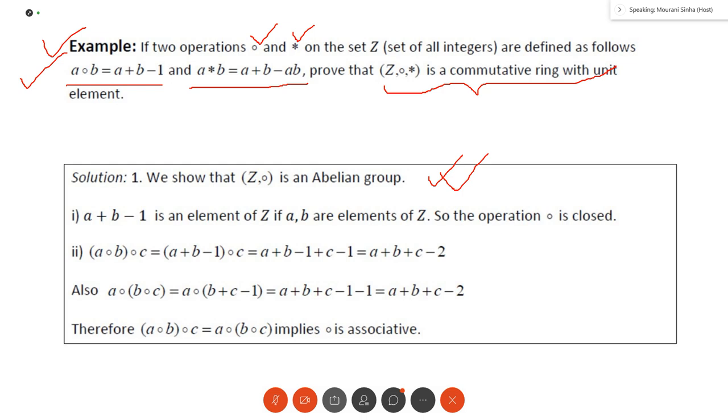The relation is A O B equals A plus B minus 1. Set of integers I am considering. So if I am adding two integers and subtracting 1, it will always be another integer. Take any two integers, just add them and subtract 1 from it. Yes, I will get back another integer, no problem. The closure property holds. Associative property: they have solved the left hand side and the right hand side and shown that both are equal. See, they have solved one side and the other side and shown that both sides are equal, and they say that therefore the associative law holds. So you have to do the entire thing.